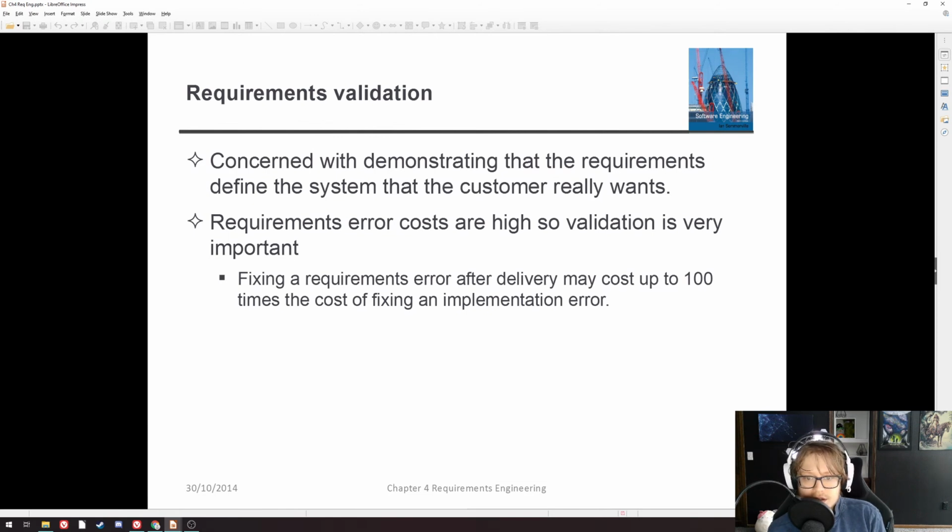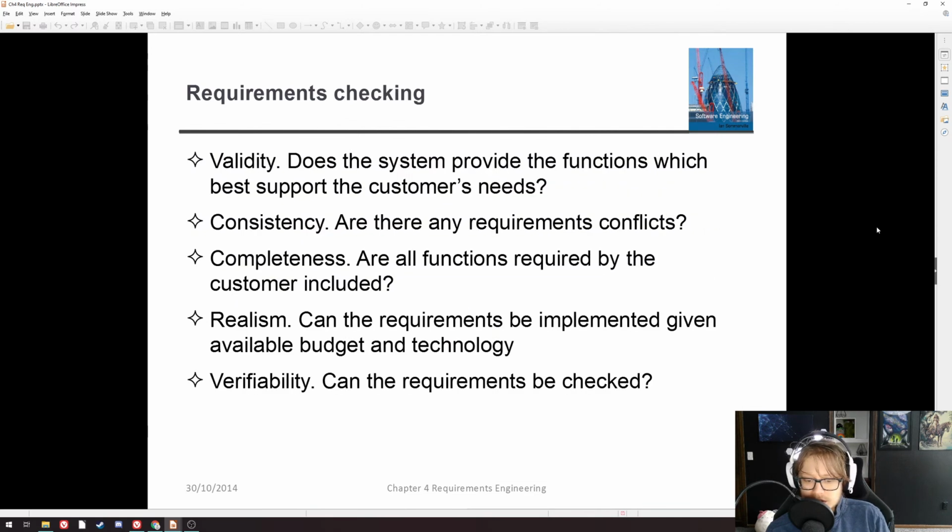Fixing a requirements error after delivery might cost 100 times more than it costs to fix a simple implementation error, or more. 100 is obviously a number that they yanked out of the ether here. It could be 1,000 times more too. Finding out that you are missing or you have not implemented a requirement correctly can be very, very expensive indeed.